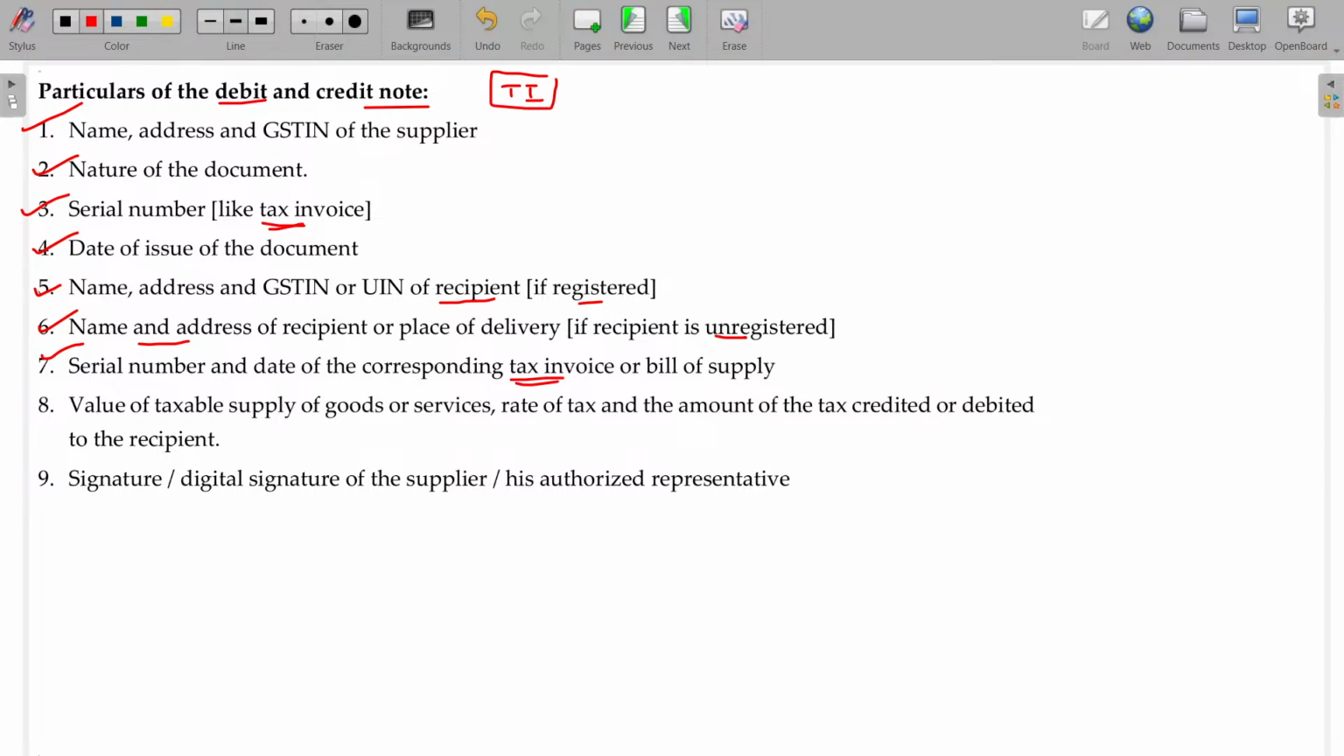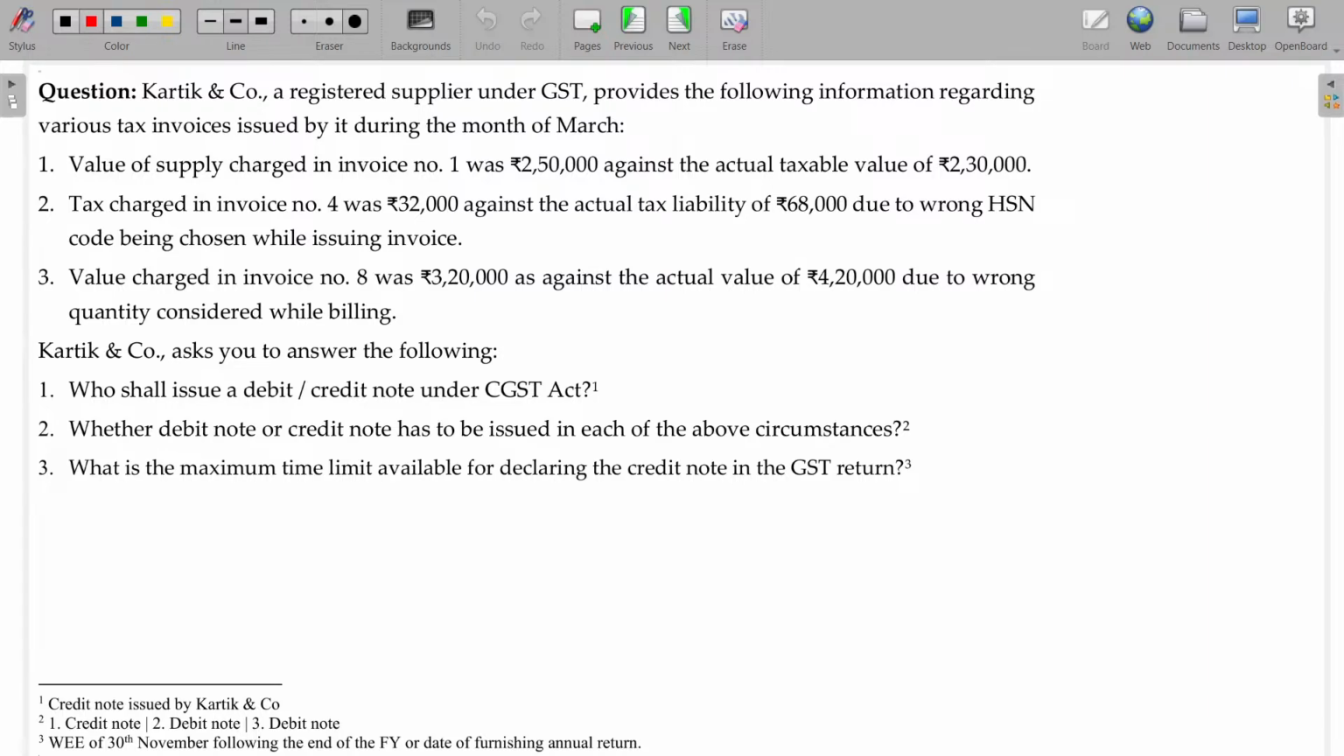For what purpose is this one issued? So you have to refer to the tax invoice also here. And value of supply of goods, whatever it may be, rate applicable, and signed duly by the authorized representative. So these are the things you have to fulfill, clear particulars of the debit and credit note. Let's now start with this question.